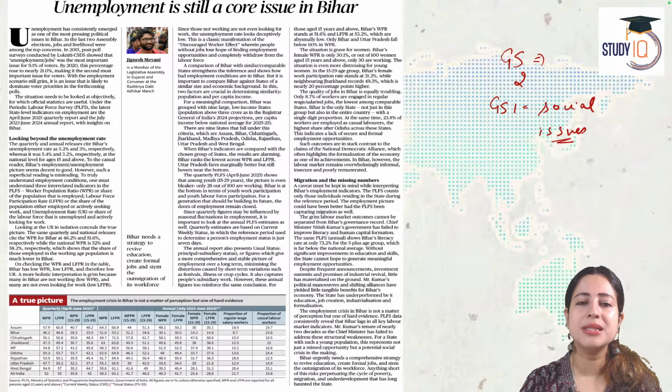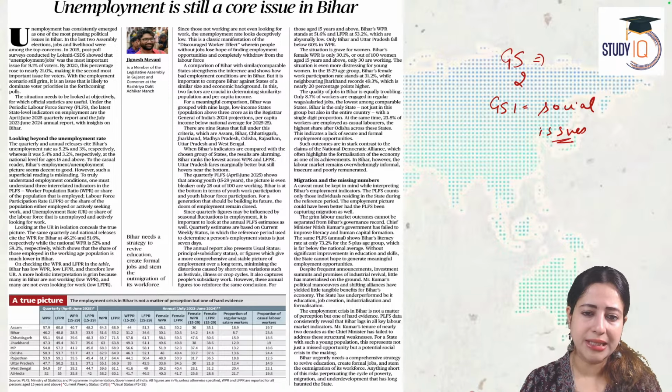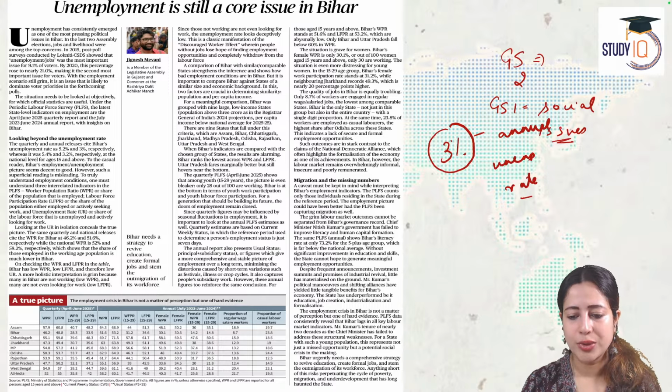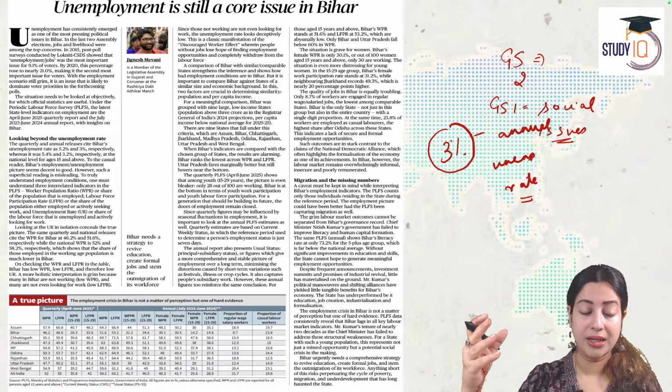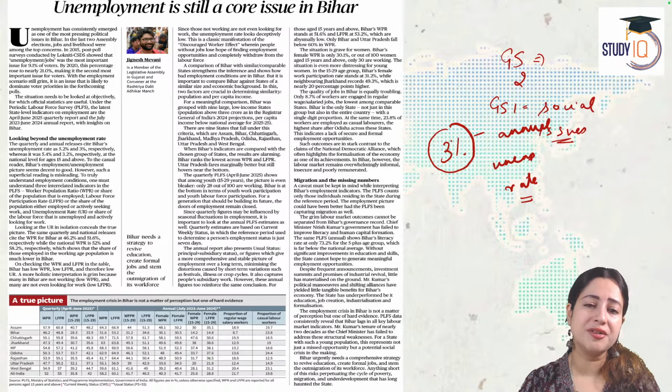This article examines unemployment, but this article says if you look at the data of unemployment in Bihar, it shows that the annual unemployment rate in Bihar is only 3%, which is not too high, which is nothing to worry about as such. It is not a shocking number. It is not 10, 11, 12%. It is only 3%. If you look at the national average, the total unemployment figure for the whole of India, that is about 3.2%.